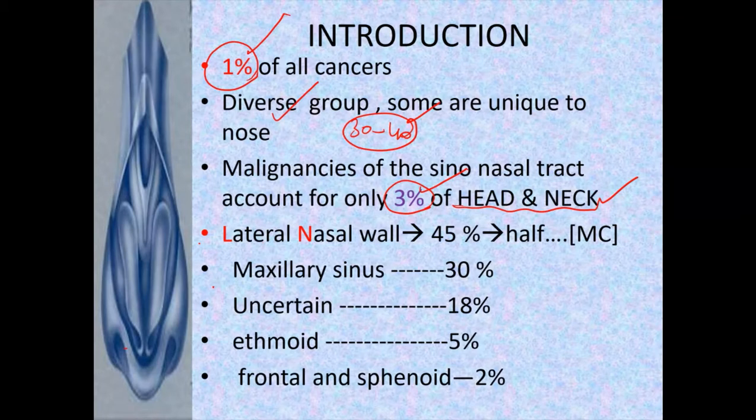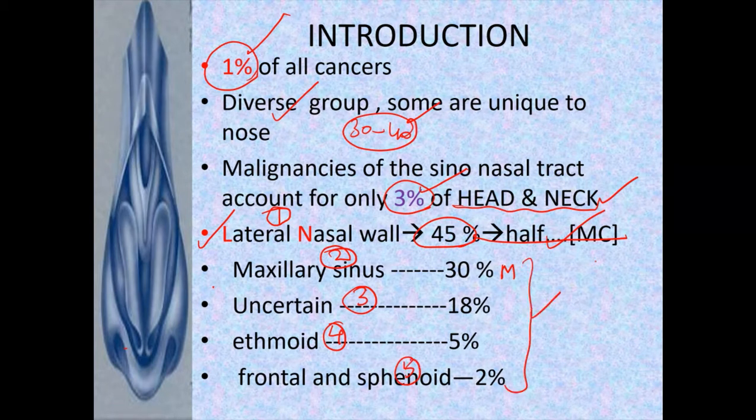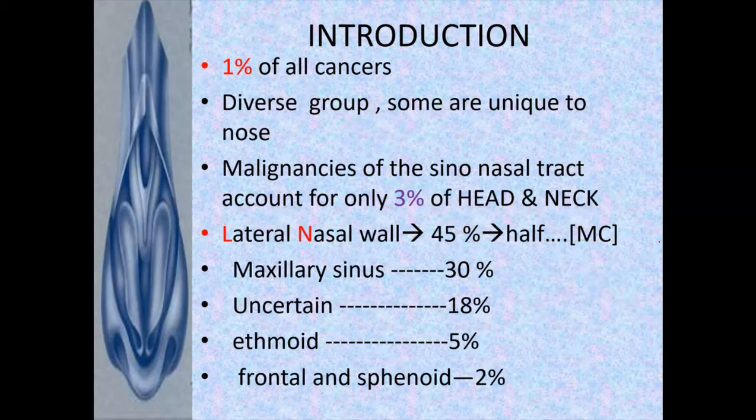Lateral nasal wall cancers are the most common, nearly 45%. That is, half of them are lateral nasal wall cancers. So one is the lateral nasal wall, number 1. Second is the maxillary sinus. Third, uncertain. And fourth is the ethmoid. And fifth is the frontal and sphenoid. This is the order of occurrence. So lateral nasal wall is more common than maxillary, more common than ethmoid, frontal, and sphenoid. The most common are these two only, lateral nasal wall and maxillary.